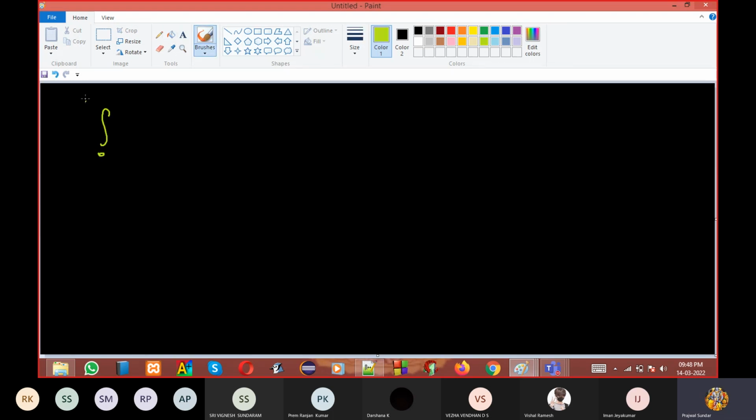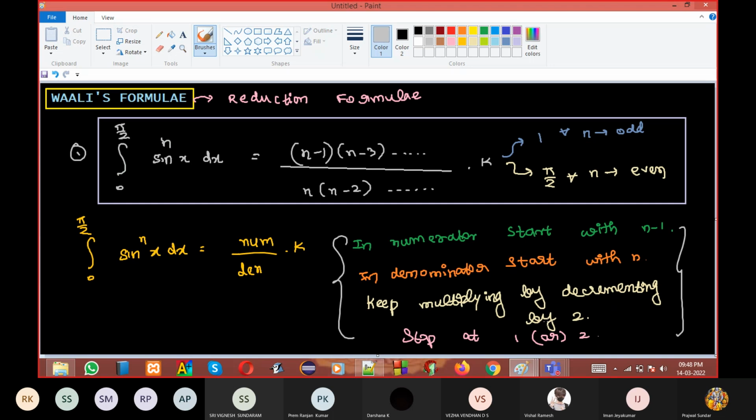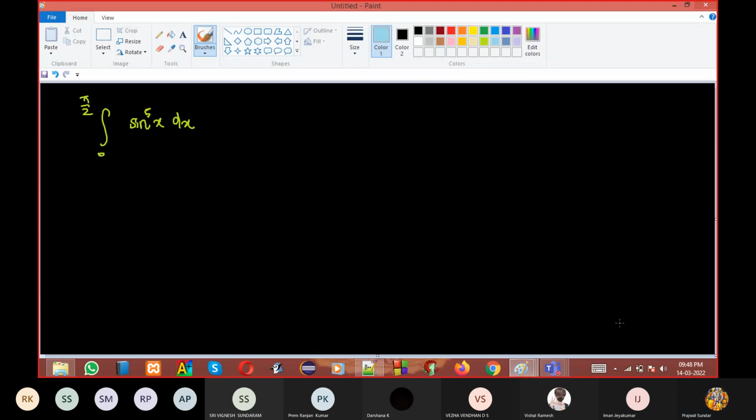Suppose I'm saying do integral 0 to pi by 2 sine power 5x dx. Can someone volunteer? See the formula on time and try to do the question. Start. Why no one volunteering? Someone volunteer.